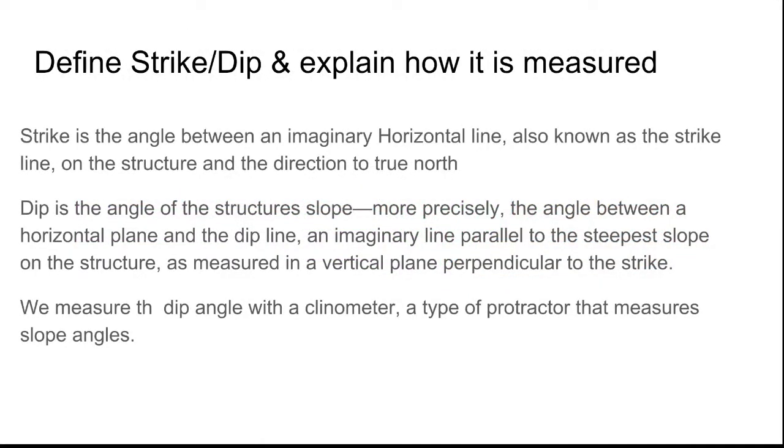Strike is the angle between an imaginary horizontal line on the structure, also known as the strike line, and the direction of true north. Dip is the angle of the structure's slope, more precisely, the angle between a horizontal plane and the dip line, an imaginary line parallel to the steepest slope on the structure, as measured in a vertical plane perpendicular to the strike.